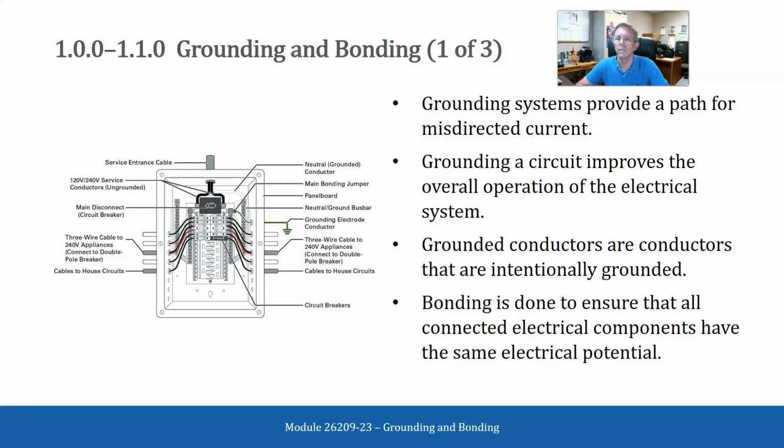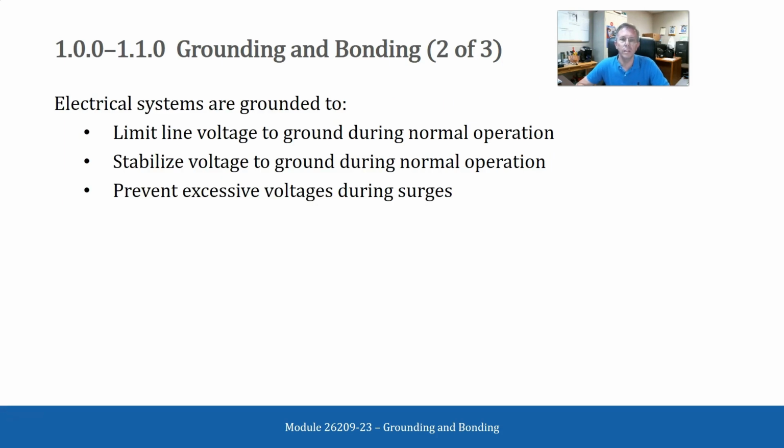Grounding and Bonding. Grounding systems provide a path for misdirected current. Grounding a circuit improves the overall operation of the electrical system. Grounding conductors are conductors that are intentionally grounded. Bonding is done to ensure that all connected electrical components have the same electrical potential. Electrical systems are grounded to limit line voltage to ground during normal operation, stabilize voltage to ground during normal operation, and to prevent excessive voltages during surges.